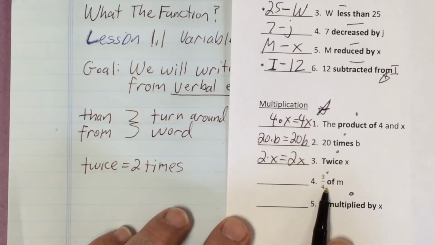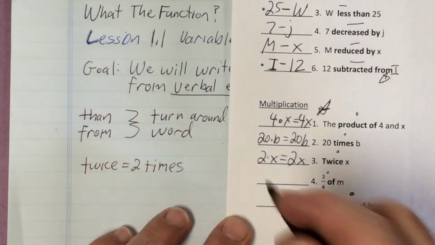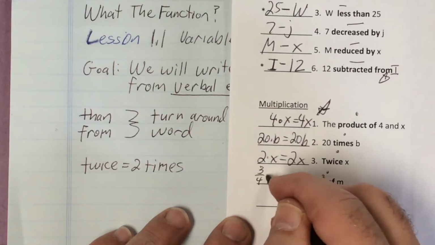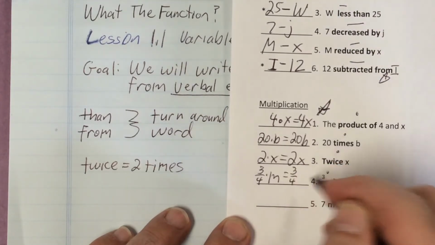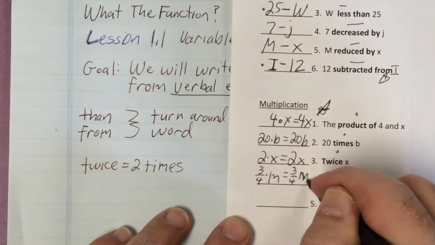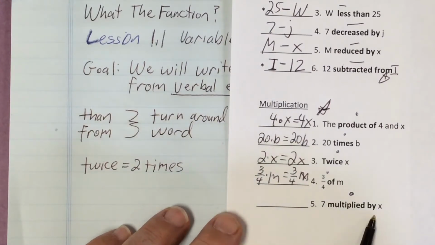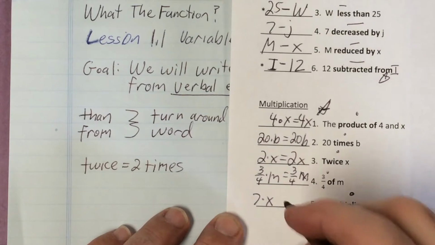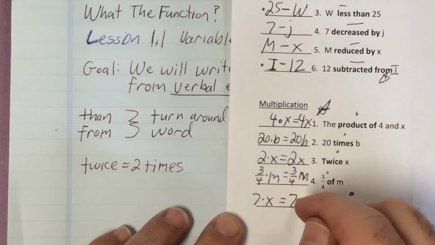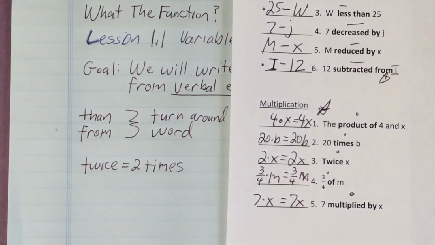We have 3/4 of m, so this would be 3 over 4 times m, or just 3/4 m. And then finally we have 7 multiplied by x, so this is going to be 7 multiplied by x, or just 7x. And those are just some examples of the different types of words we encounter for multiplication.